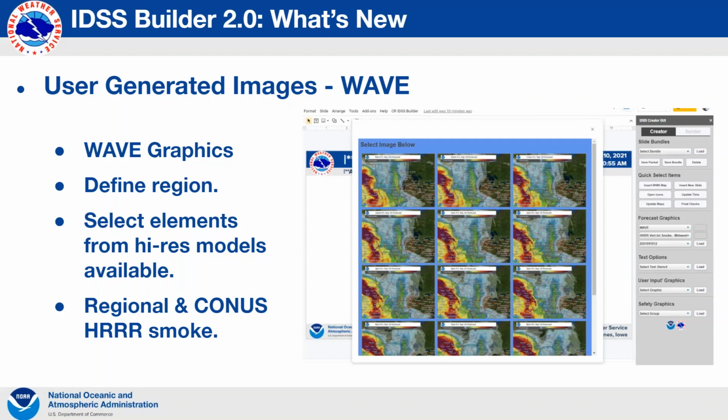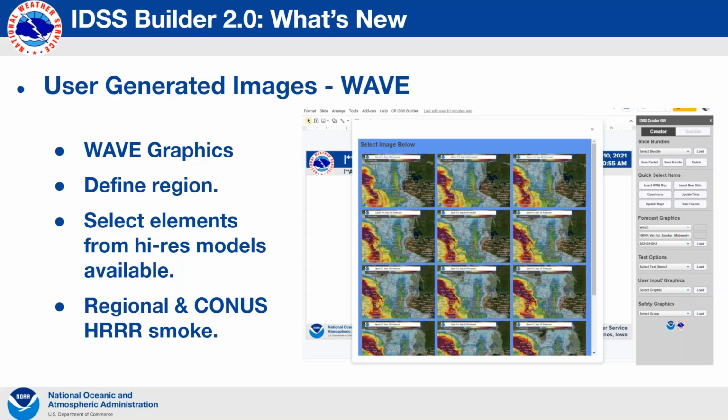So this is an example of HRRR smoke, which is available on multiple scales by default in the templates. You just have to click the image to drop it into the slide, as you see in the pop-up GUI there. And note that the wave graphics will not pair nicely with the bundler, or at least not yet. And that's because each graphic from the wave is linked to a very specific URL with date and time information.